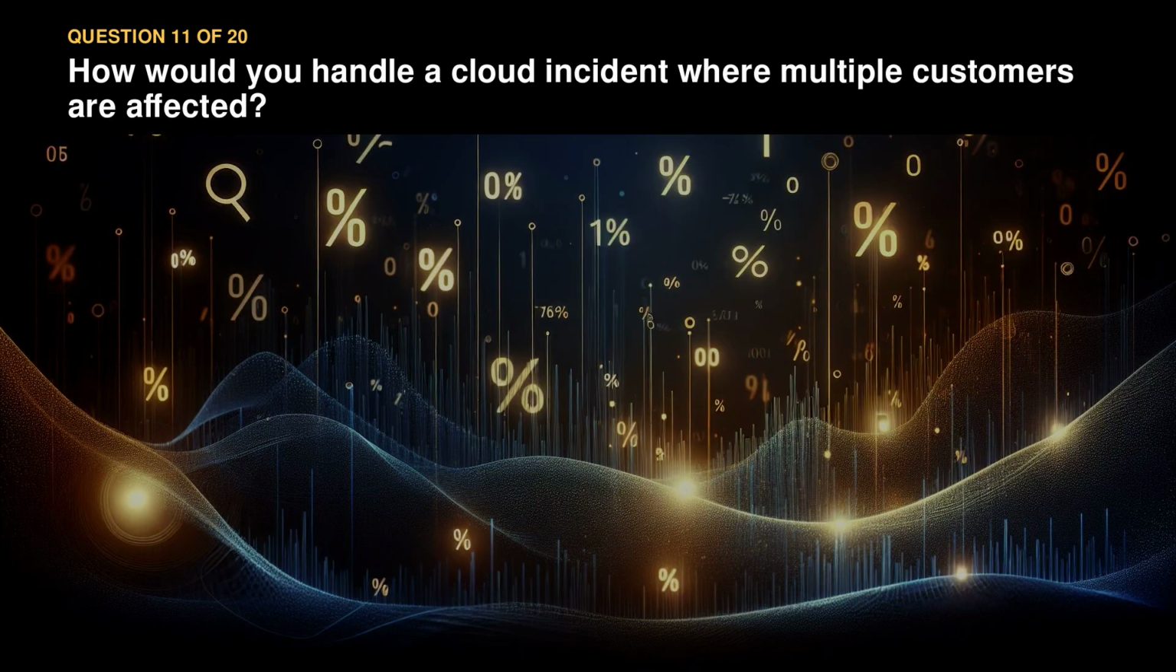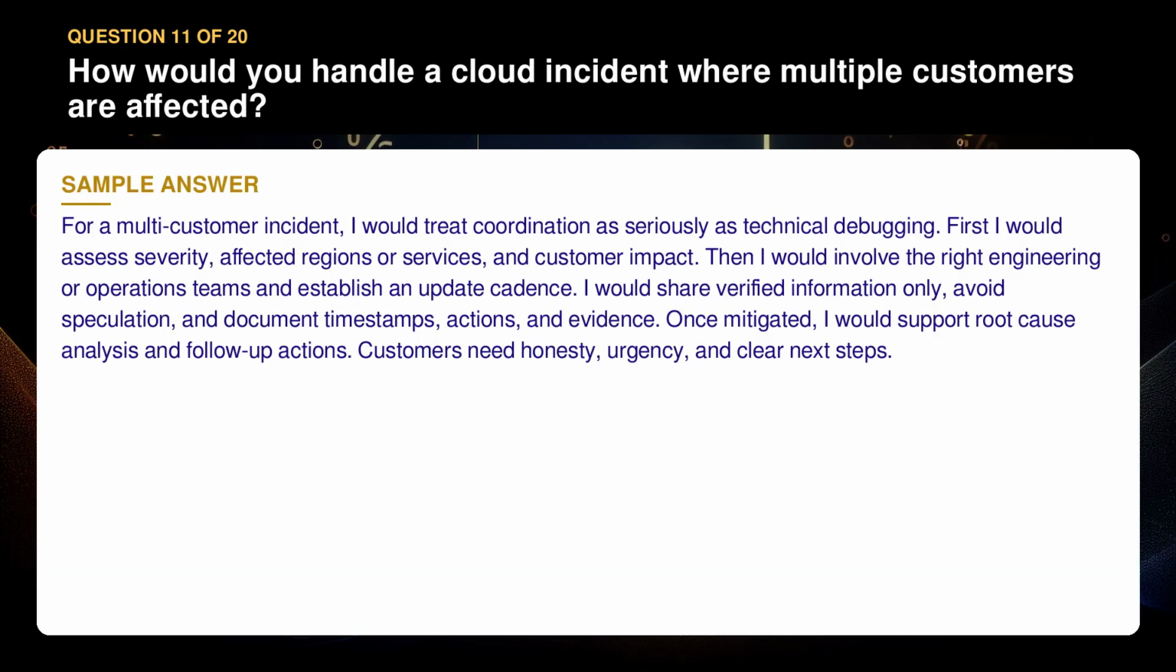Question 11. How would you handle a cloud incident where multiple customers are affected? For a multi-customer incident, I would treat coordination as seriously as technical debugging. First, I would assess severity, affected regions or services, and customer impact. Then, I would involve the right engineering or operations teams and establish an update cadence. I would share verified information only, avoid speculation, and document timestamps, actions, and evidence. Once mitigated, I would support root cause analysis and follow-up actions. Customers need honesty, urgency, and clear next steps.